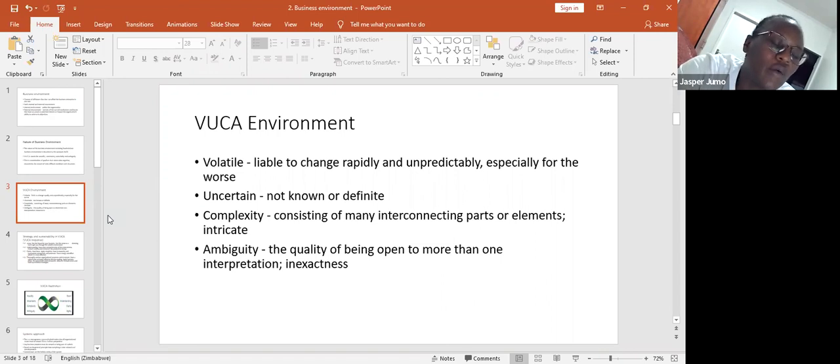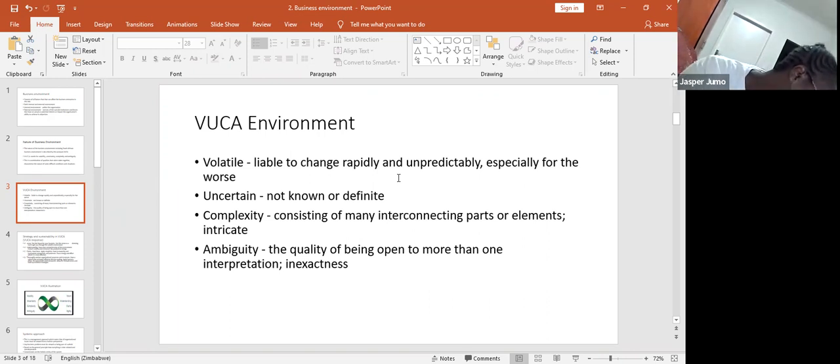And then complexity. Now, when we talk of complexity, we are talking of a situation that has factors of being complicated, meaning there are many interconnections. It's an intricate situation. This leads to that, and that leads to this. There are so many parts, so many elements. You have no way of knowing, if I do this, how is it going to affect that, and what will it lead to? So this is another element of the VUCA environment.